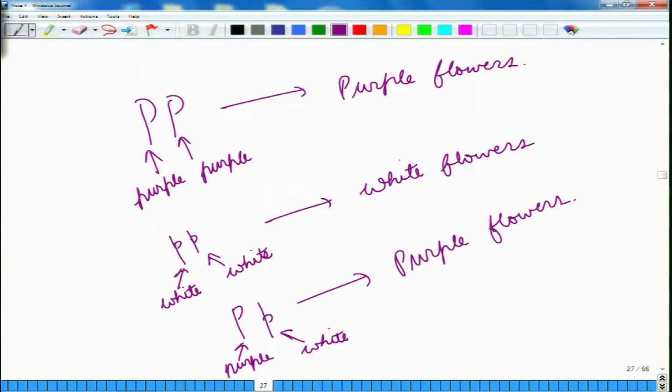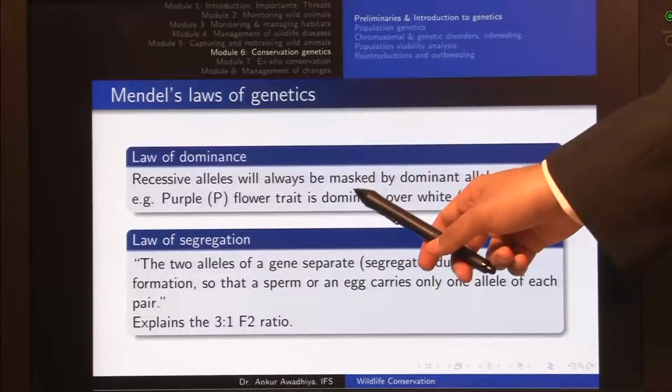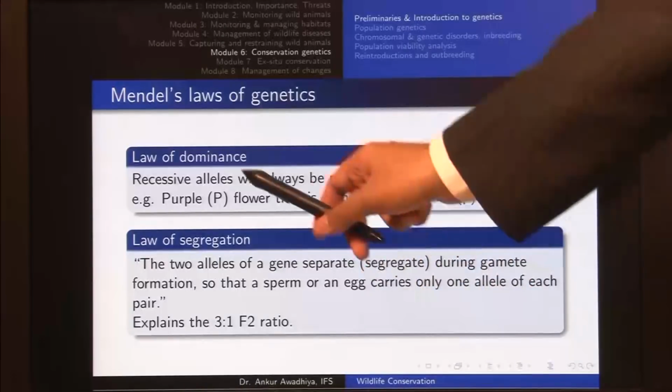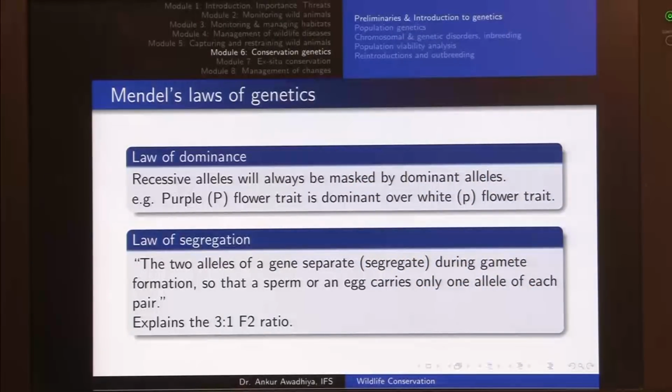Law of dominance says that recessive alleles will always be masked by the dominant alleles. So if you have capital P and a small p, you will have the expression of the capital P. Next we have the law of segregation. The two alleles of a gene separate or segregate during gamete formation, so that a sperm or an egg carries only one allele of each pair.